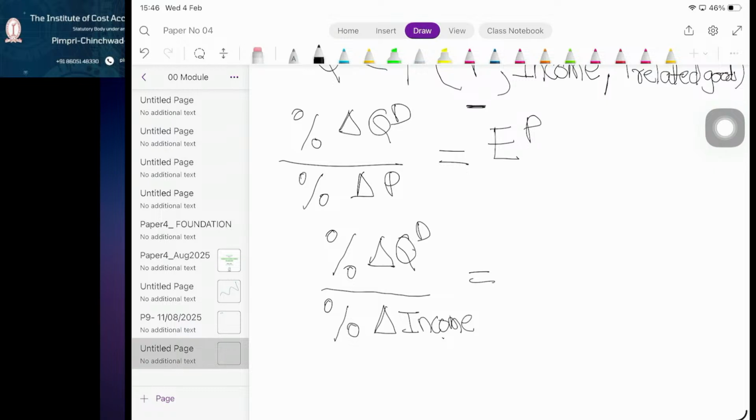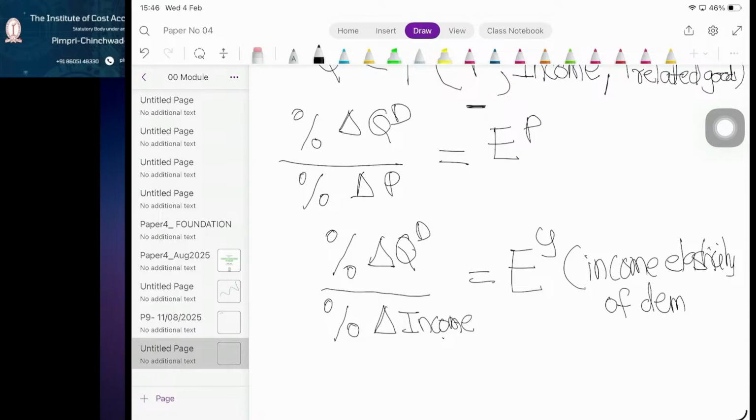What will this elasticity be? It will be income elasticity of demand. Okay, remember this is called income elasticity of demand. It means when income changes by 1%, how much does the quantity demanded change? Income elasticity of demand. Okay, similar formula like price change. Only thing is you will write change in income.